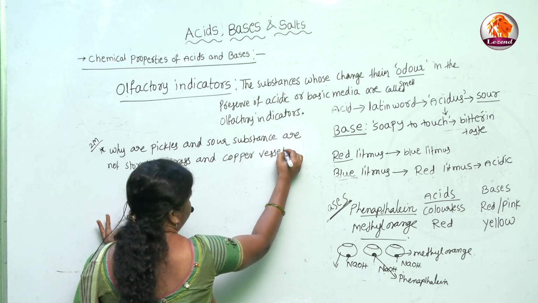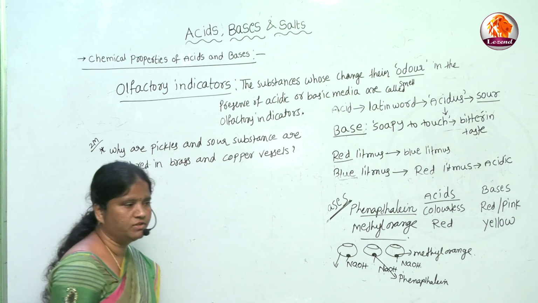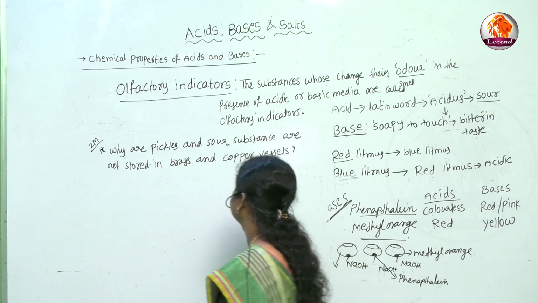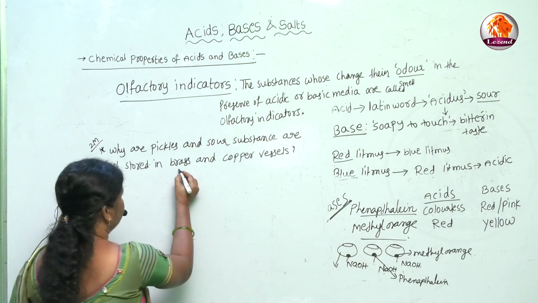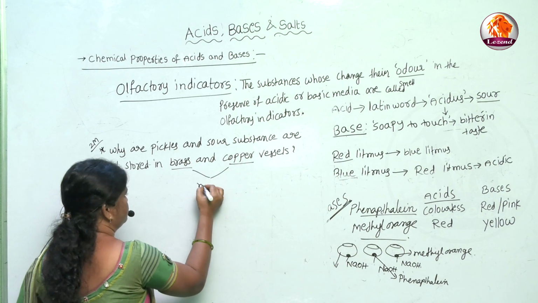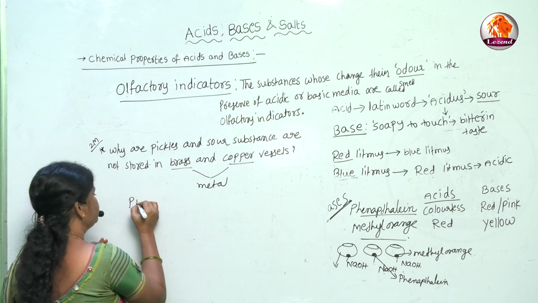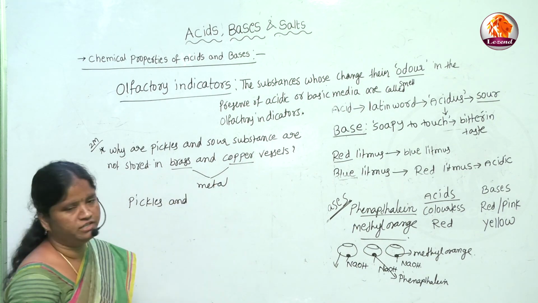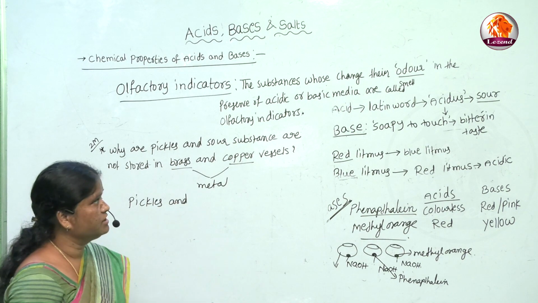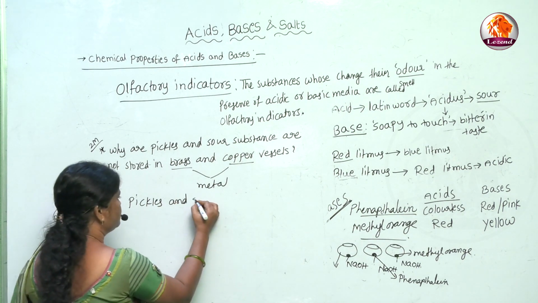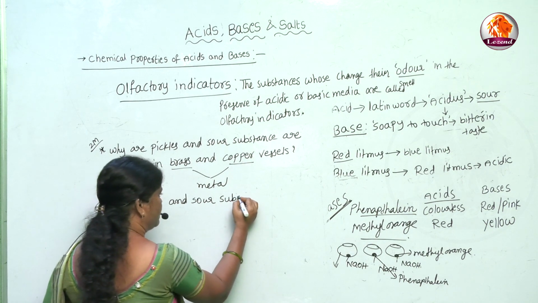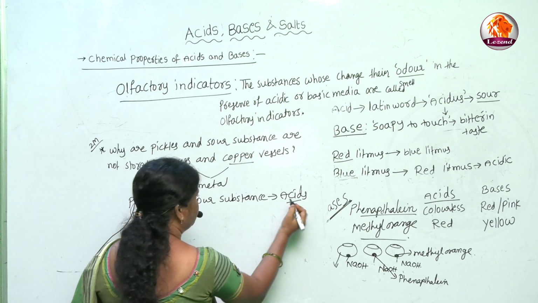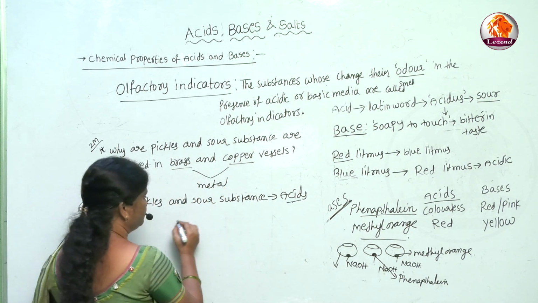Actually this is also a 7th class standard question, but even though they will ask it in our 10th class also, why are pickles and sour substances not stored in brass and copper. Here brass and copper are metals. Sour substance means we can confirm it is an acid. Pickles and sour substances contain acids in them, and they react with metals.